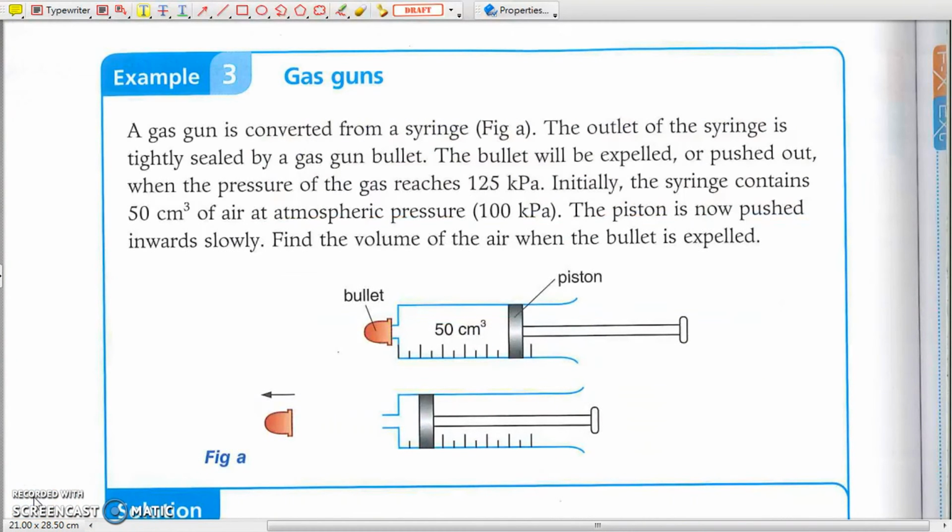Let's do example 3 to illustrate the idea. Example 3. Gas guns. It is a gas gun converted from a syringe. The initial gas volume V1 and pressure P1 and the final pressure P2 are all given. You may then apply Boyle's law in the form P1 V1 equals P2 V2 to find the final volume V2 to solve the problem.